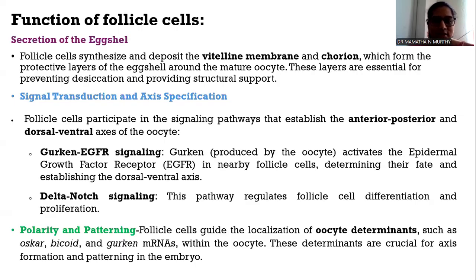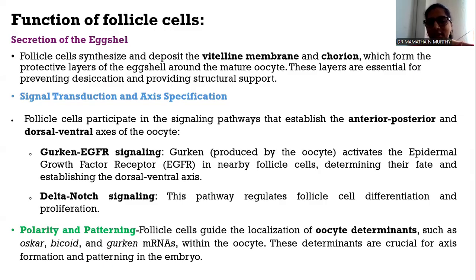They also help in signal transduction and axis specification. For example, these follicular cells possess receptors like the EGFR signaling receptor, and also Delta-Notch signaling. These receptors receive a particular ligand to activate particular pathways, which are essential for development. They also help in polarity and patterning of the oocyte.